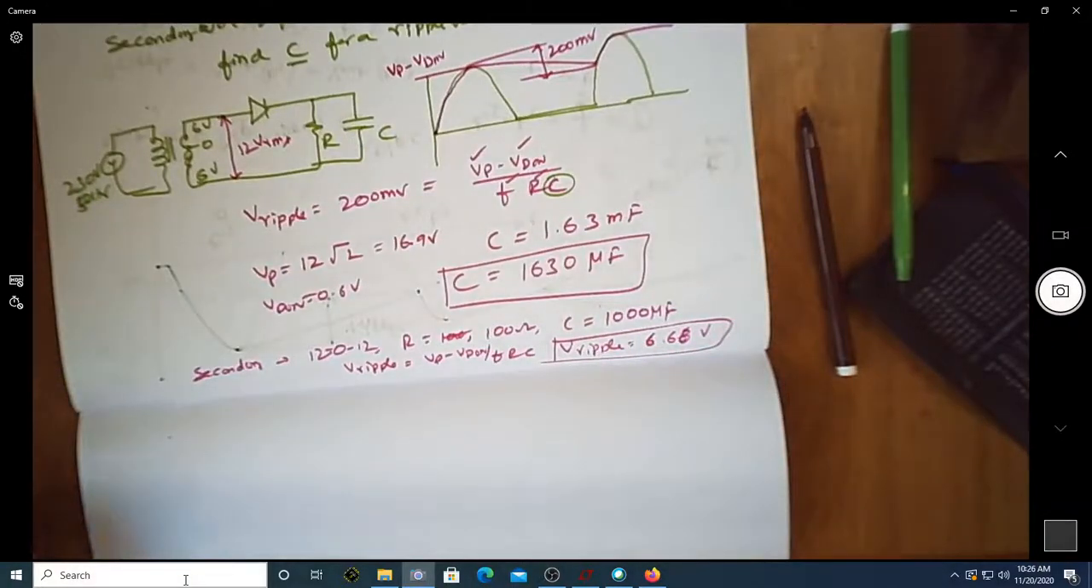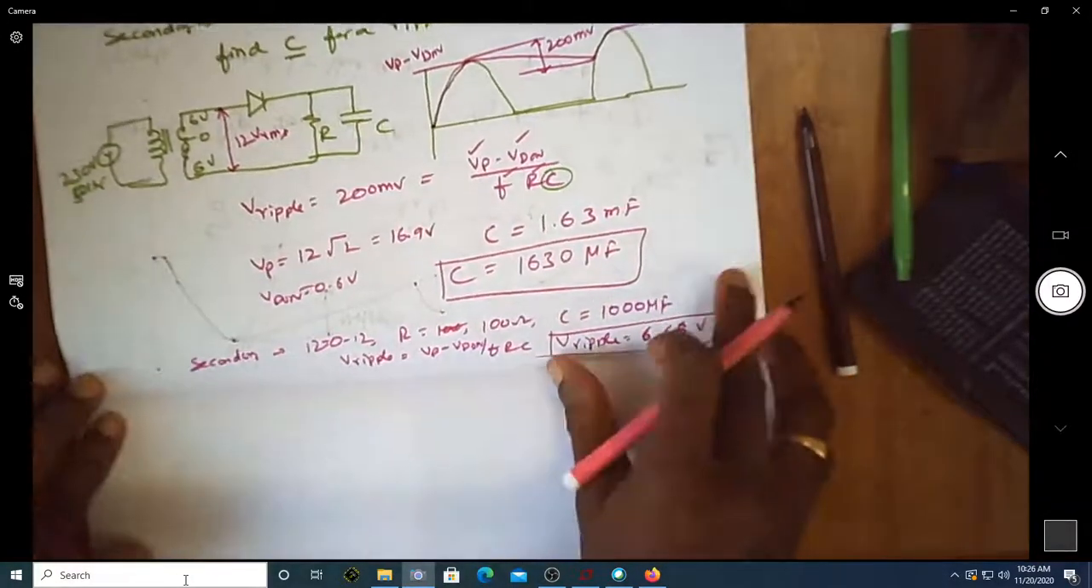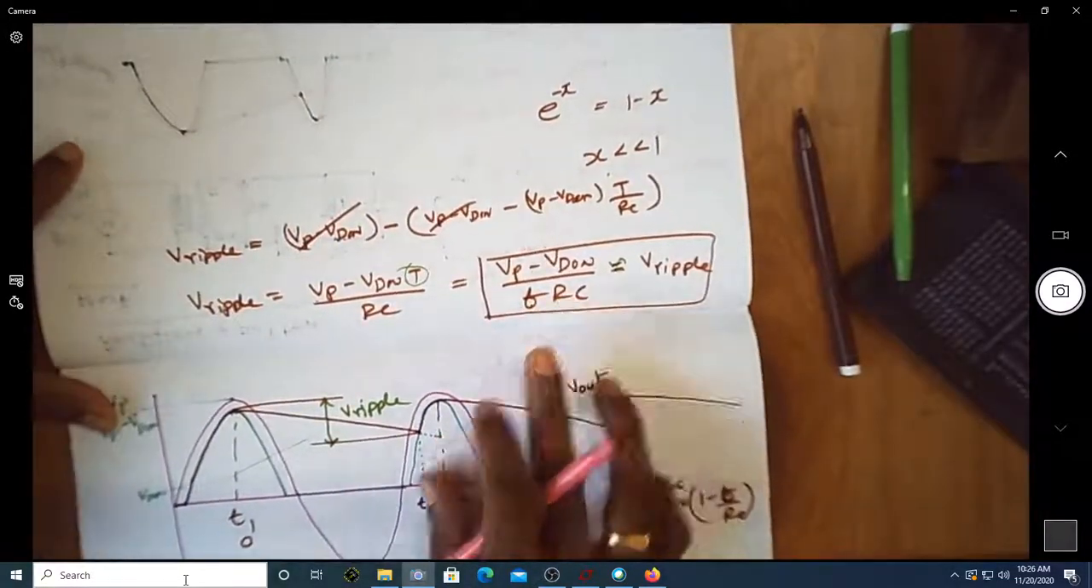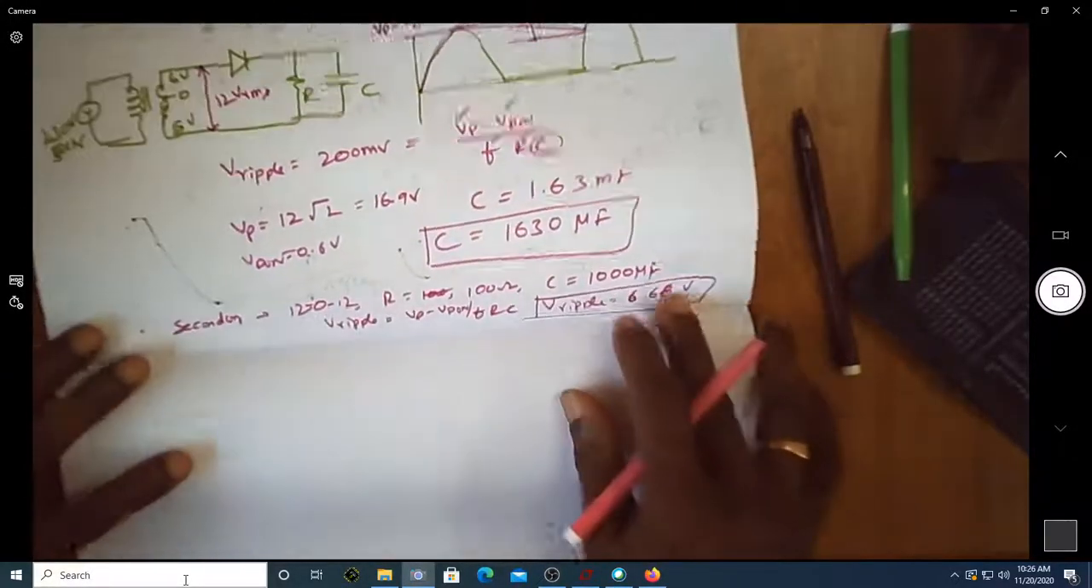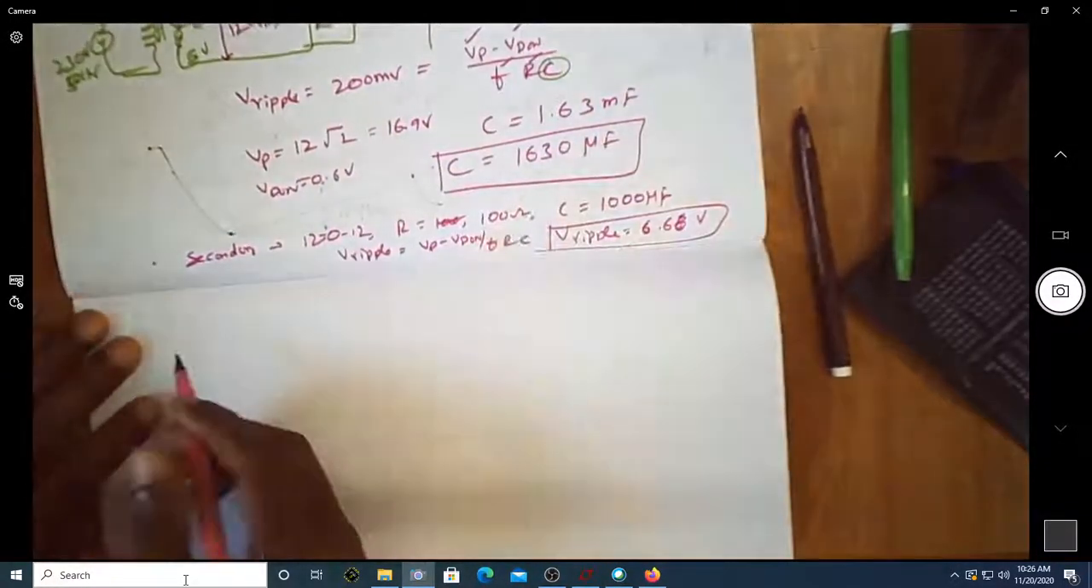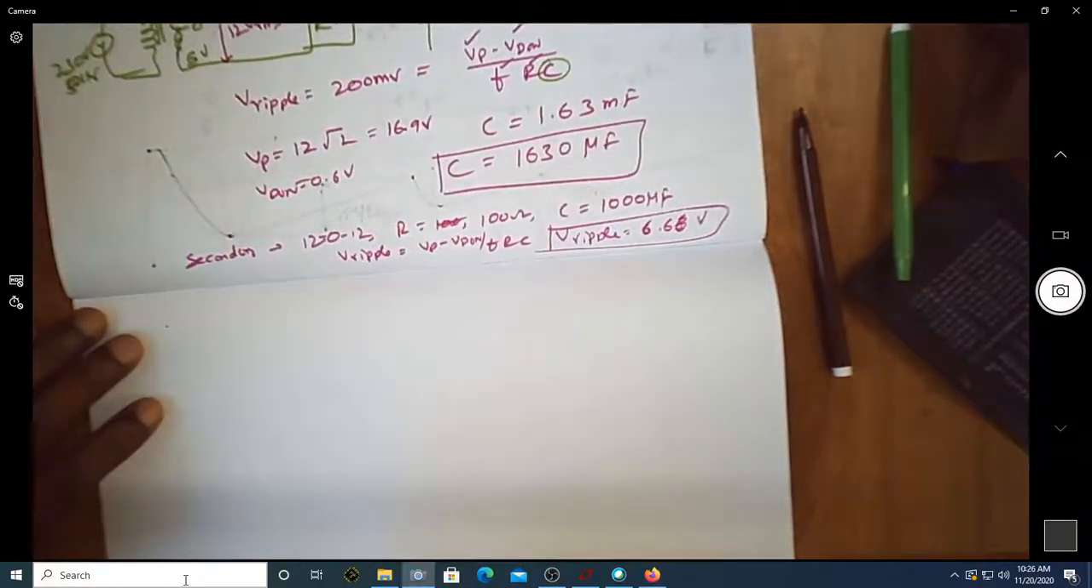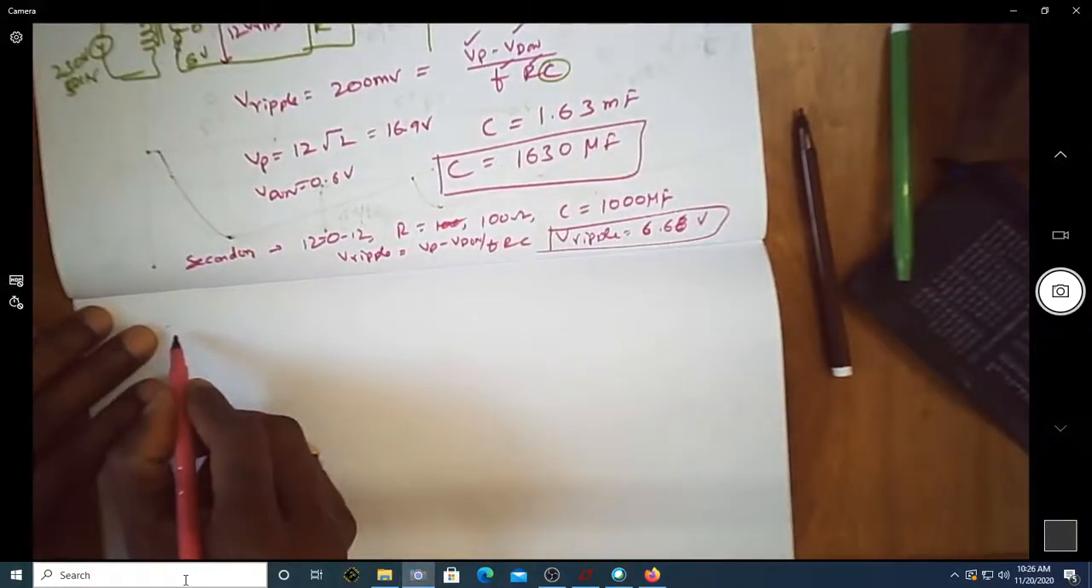Next we shall just move on to the full wave rectifier, and how this equation of V ripple will change for the full wave rectifier. It's a very simple modification from the half wave rectifier to the full wave rectifier in terms of finding out the ripple voltage. Okay, let me just write the circuit of the full wave rectifier.